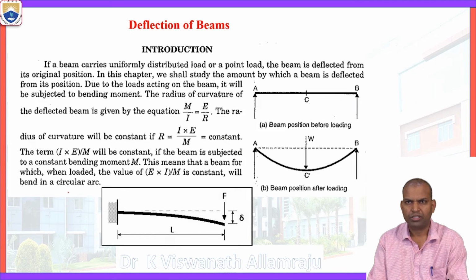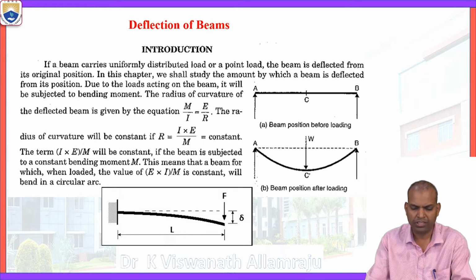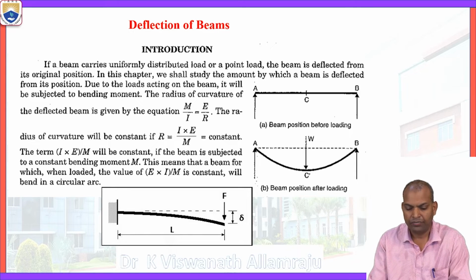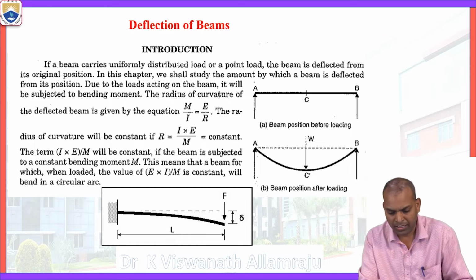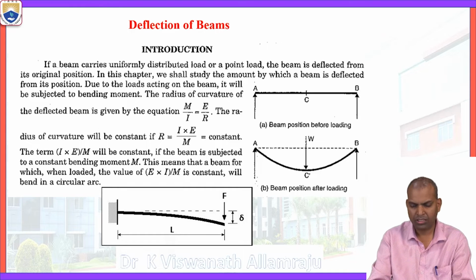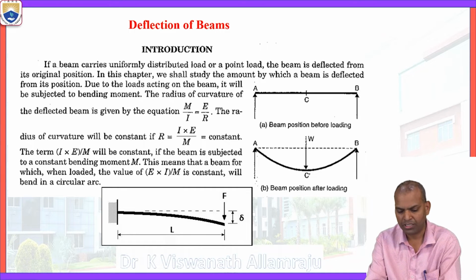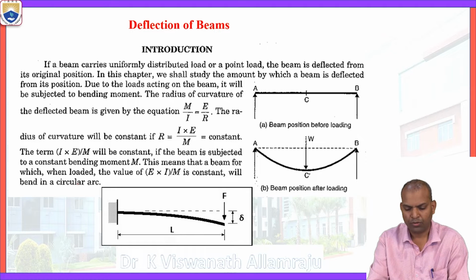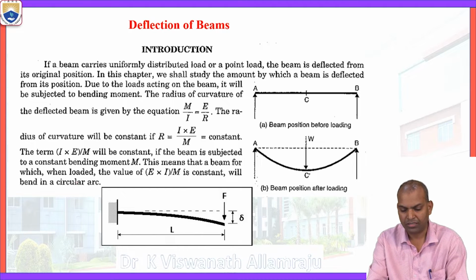So what is the deflection of beam? Here we can see in these figures. Figure A indicates a simply supported beam. The type of beam is simply supported beam. At the end, there are two supports, A and B, and midpoint C. Before loading, the beam position is straight.